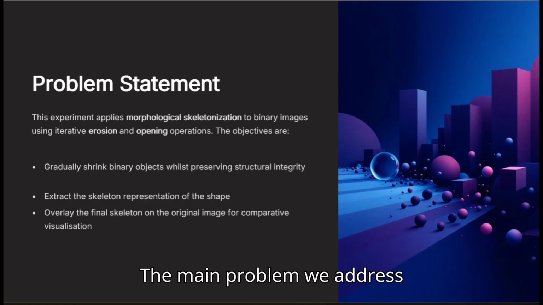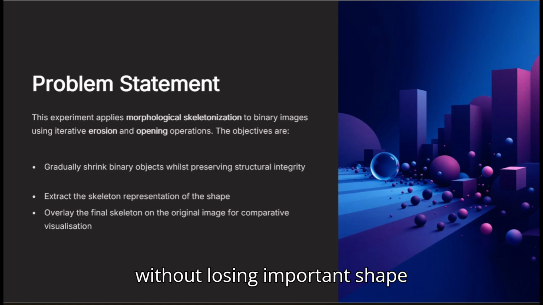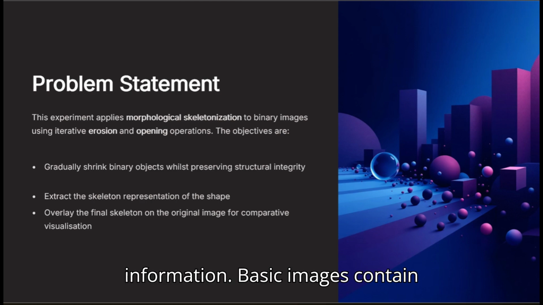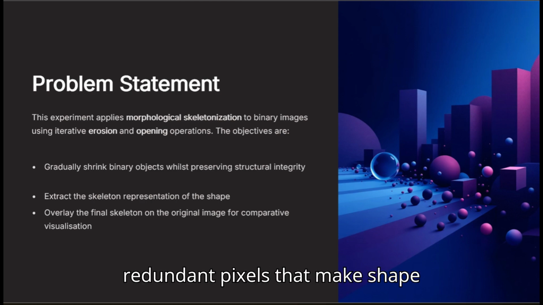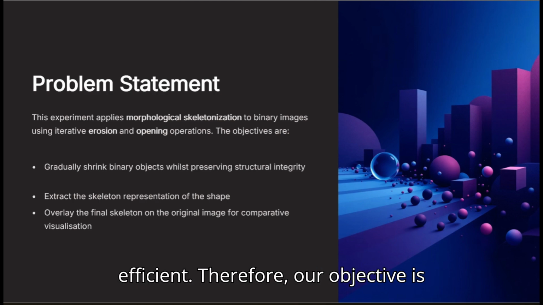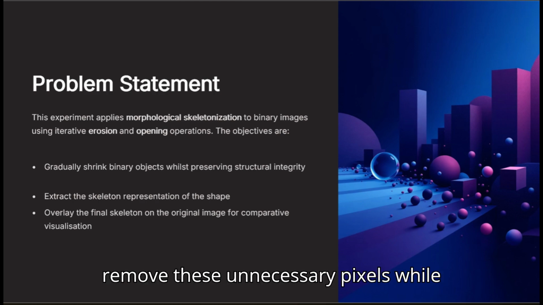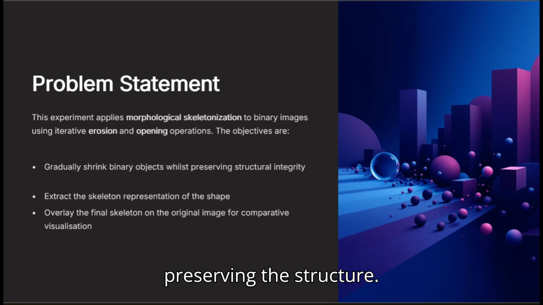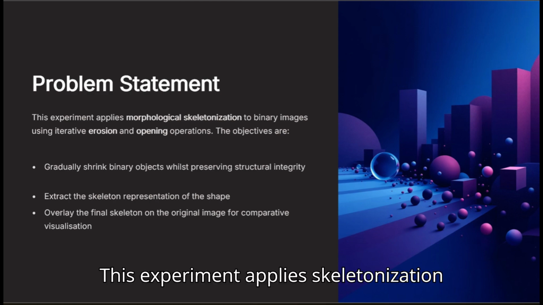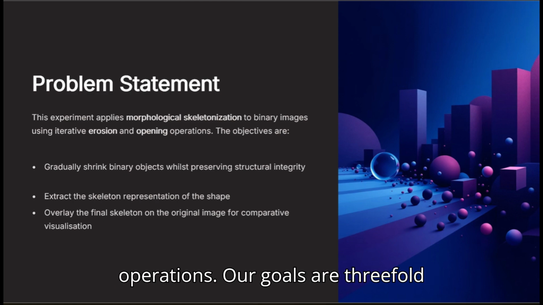The main problem we address in this experiment is how to simplify a binary image without losing important shape information. Basic images contain redundant pixels that make shape analysis computationally heavy and less efficient. Therefore, our objective is to use morphological skeletonization to remove these unnecessary pixels while preserving the structure. This experiment applies skeletonization through iterative erosion and opening operations.